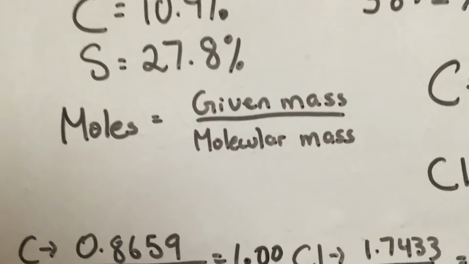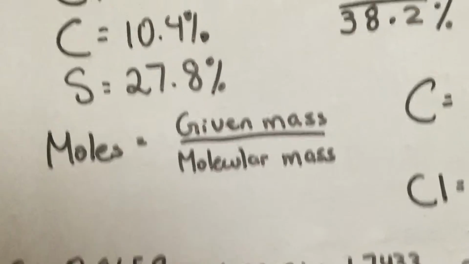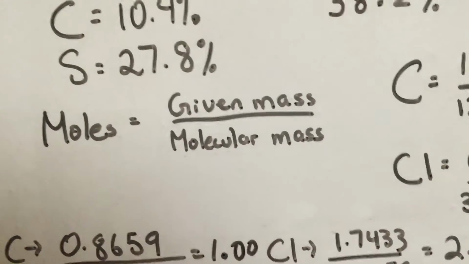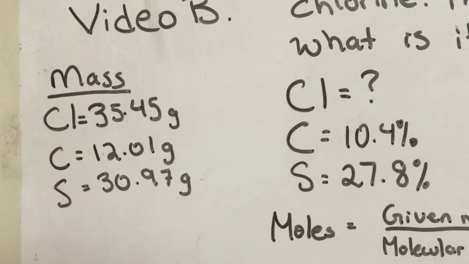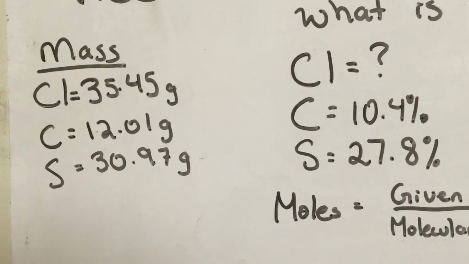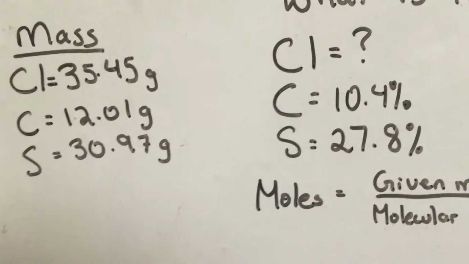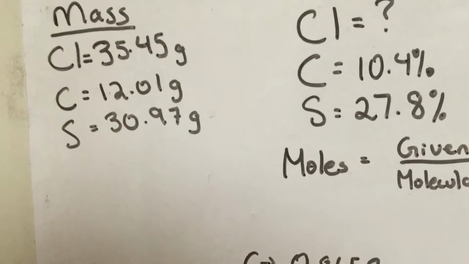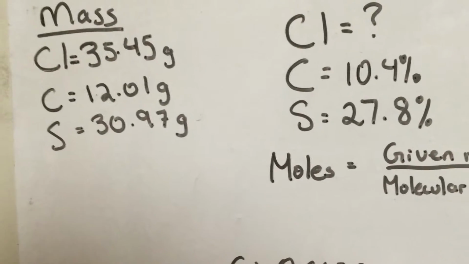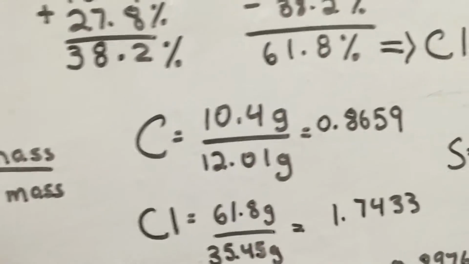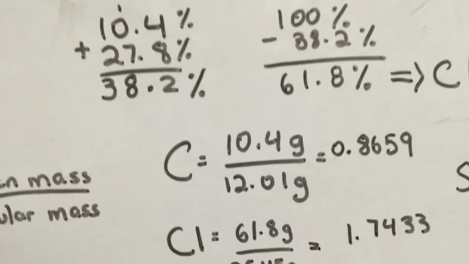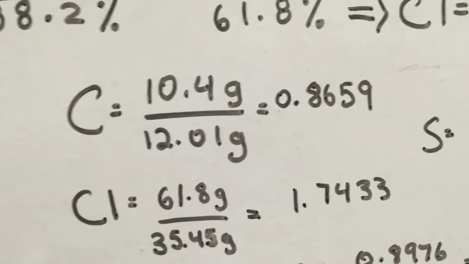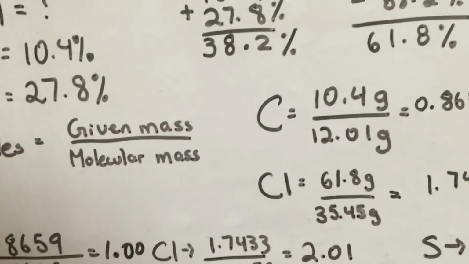Our next step is to find the moles of each. The mole formula is given mass of each divided by the molecular mass of each element. The masses of chlorine, carbon, and sulfur respectively are shown: 35.45 grams per chlorine, 12.01 grams per carbon, and 30.97 grams per sulfur. For carbon, we were given 10.4% out of the 100%, so we use 10.4 grams as the given mass.